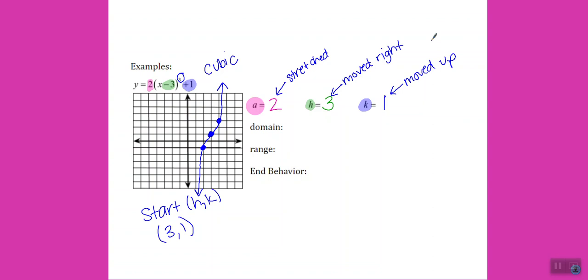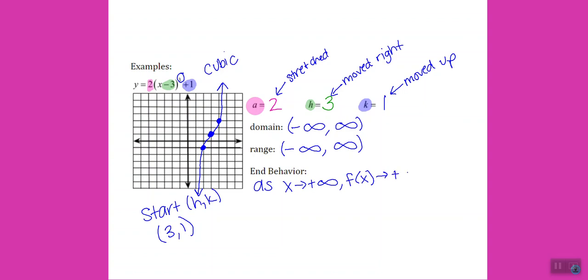Our domain, since we have an arrow on the left and an arrow on the right, it's negative infinity to infinity. Our range, because we have an arrow pointing down and an arrow pointing up, is negative infinity to infinity. And then our end behavior, as x goes to positive infinity, that's our right arrow, which is pointing up. So f of x is going to positive infinity.